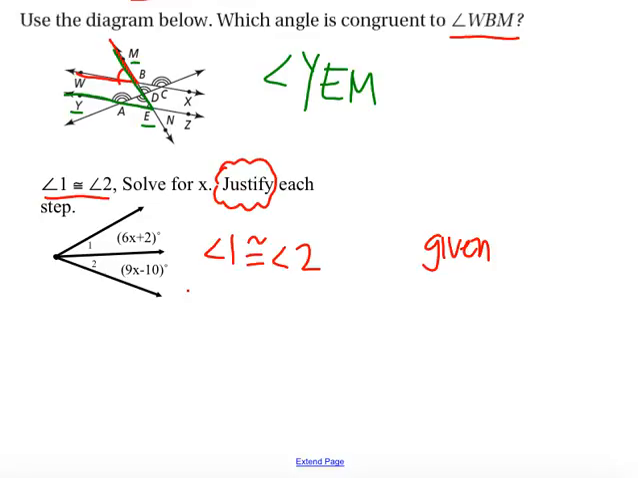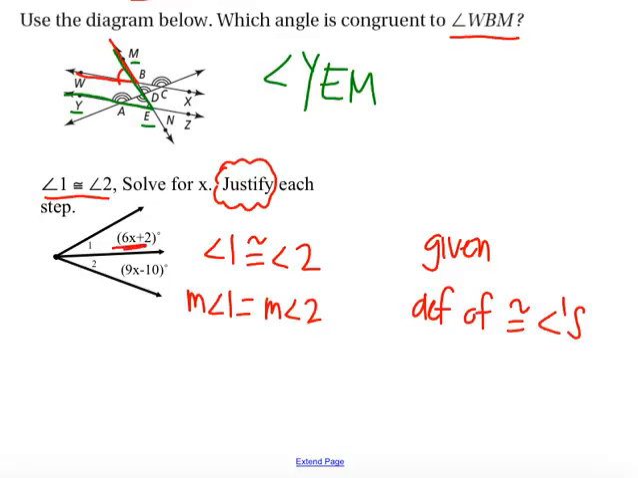Now our next step would be the measure of angle 1 is equal to the measure of angle 2. And that's just the definition of congruent angles. Now we already know what the measure of angle 1 equals. It's 6x plus 2. And we know that the measure of angle 2 is 9x minus 10. So we're just going to substitute those in for our angles. So we said the measure of angle 1, 6x plus 2, is equal to the measure of angle 2, 9x minus 10. And there we just use substitution.